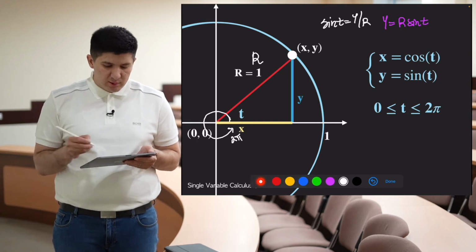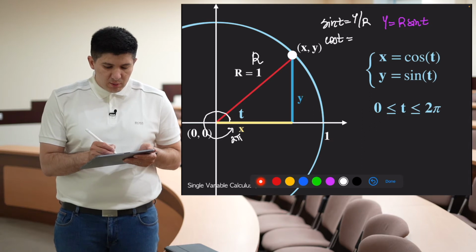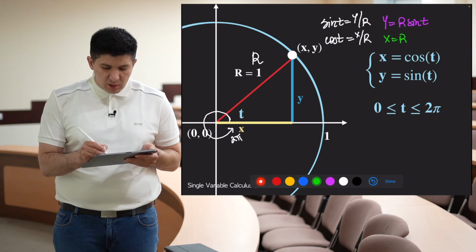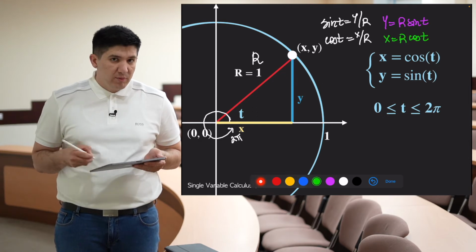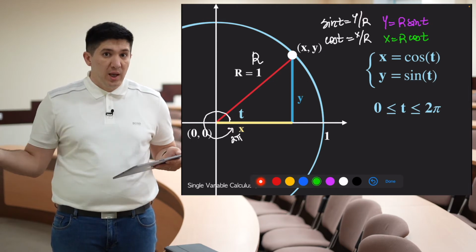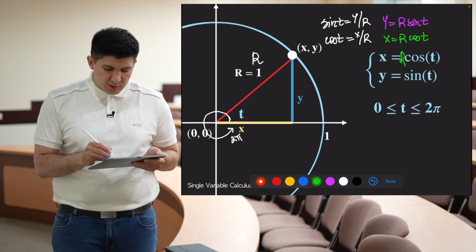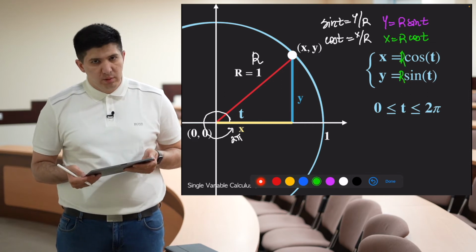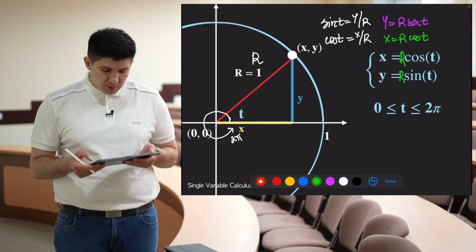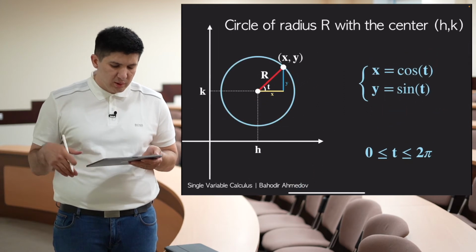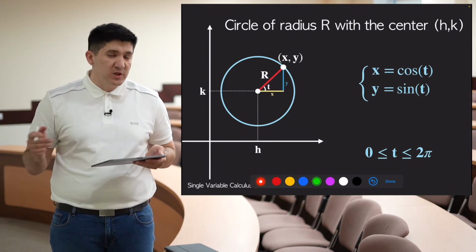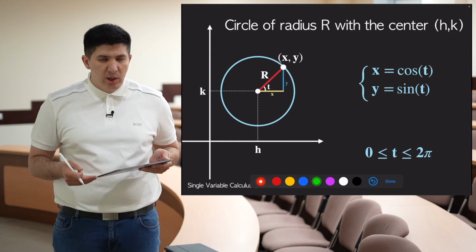And the same with the cosine of t: the cosine of t is equal to x divided by the radius. If you find x from here, it's going to be r times the cosine of t. So if you would like to generalize these parametric equations for any circle with any radius, you just have to multiply cosine and sine by the radius of the circle. Now if you would like to change the center of the circle, it is also going to be easy. We just need to scale cosine and sine by the radius.